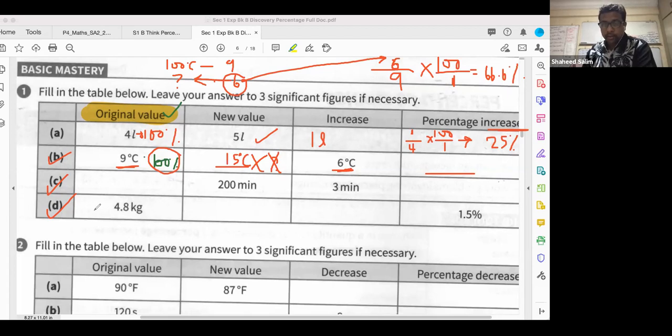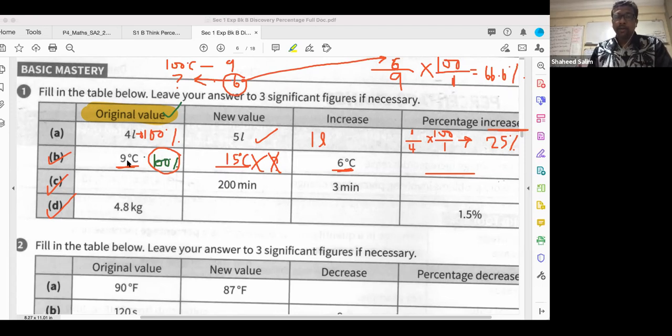Okay, Husna, Shafika, well, not 107, Husna, Shafika. Okay, let me see now. I see what Ilhan said. Yes, Ilhan, correct. So Shafika, 2.8, no. Shafika, the new value is 200. This is an increase of 3 minutes. How do you find the original? Original must be less, correct? You see, 5 minus 1 equals 4. 15 minus 6 equals 9. 200 minus 3 equals 197.